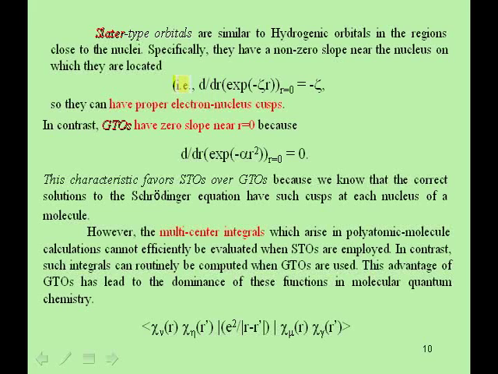Now, I mentioned this some time ago. We're going to iterate it again. Slater-type orbitals, one of the nice things about them is they can have this proper cusp behavior at the nucleus. Gaussian orbitals are flat at the nucleus. They have zero slope. So you say, let's use Slater orbitals.